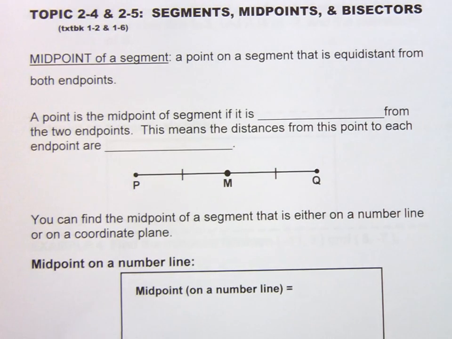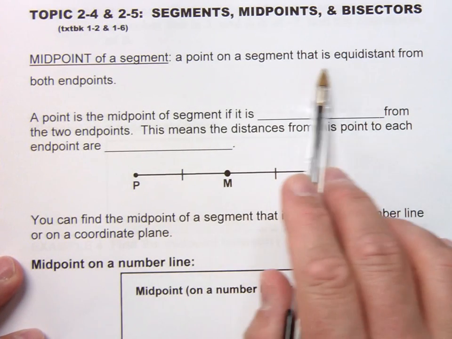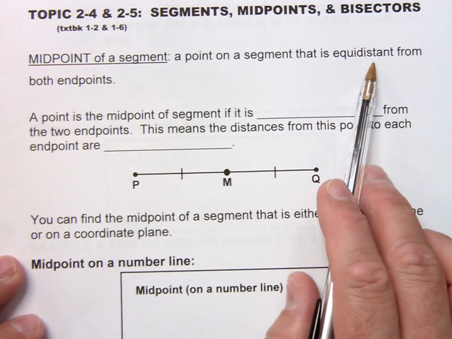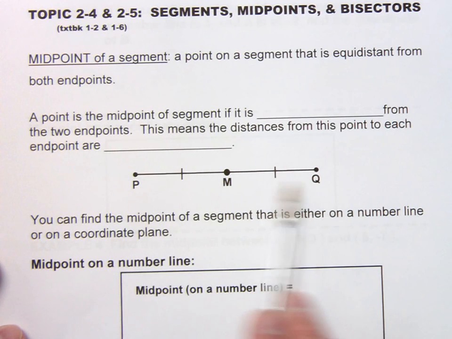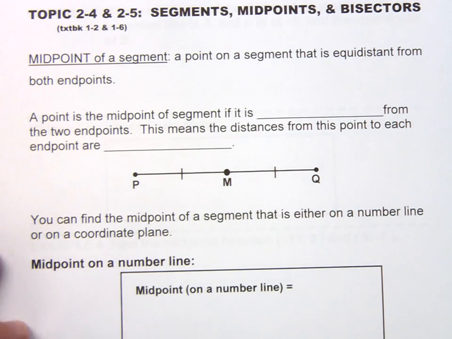Alright, today we're going to be talking about segments, midpoints, and bisectors. The midpoint of a segment is a point on a segment that is equidistant from both endpoints. And equidistant just means an equal distance. So down here we have line segment PQ. And I know that point M is the midpoint of that line segment.